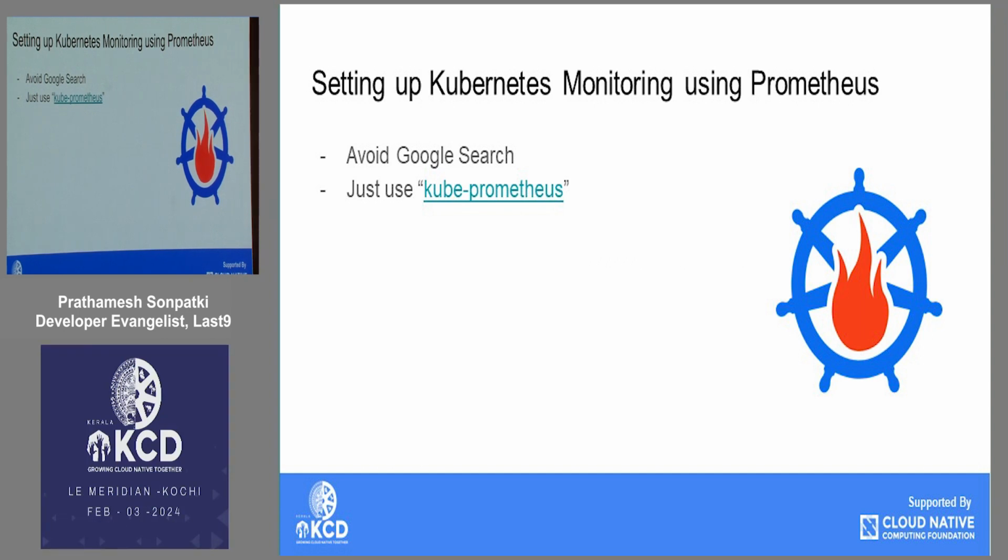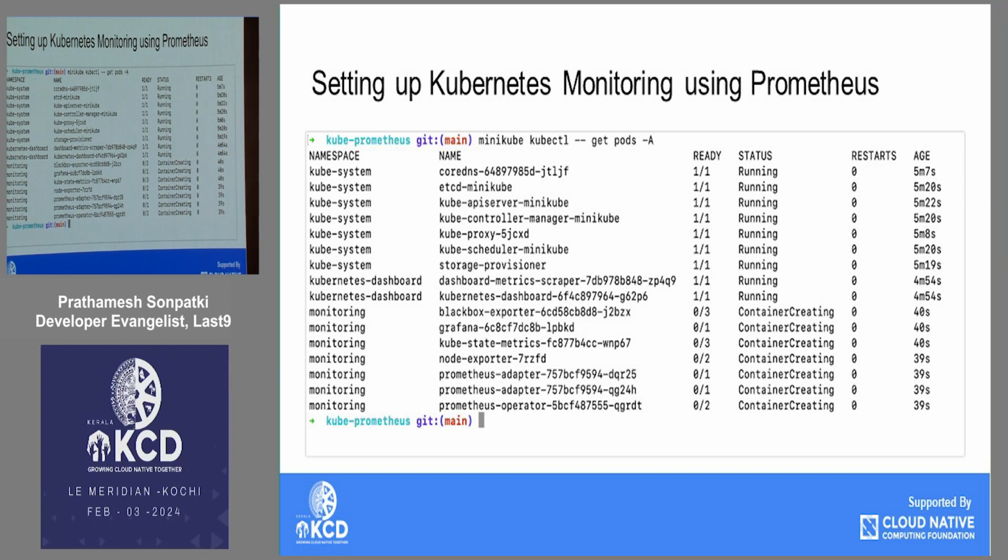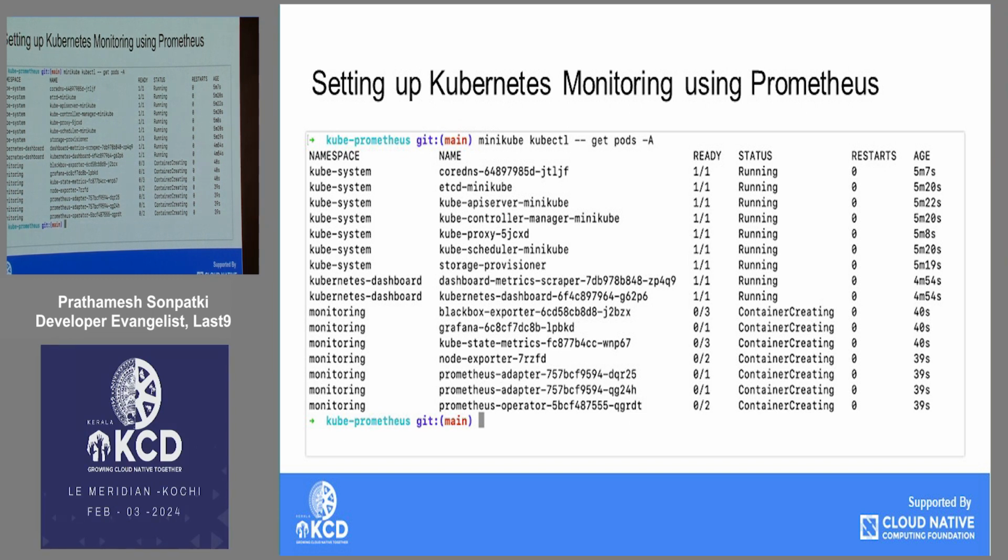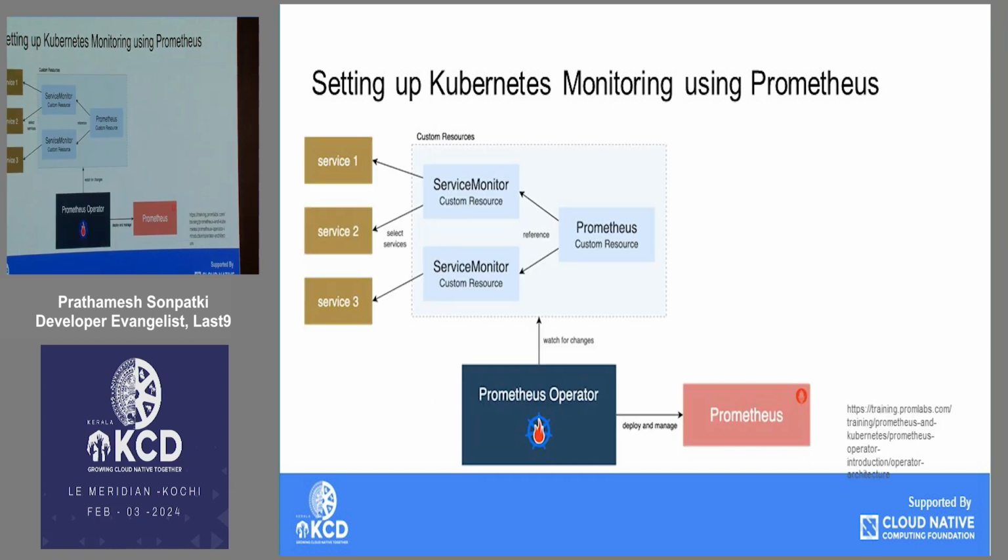If you Google how to monitor Kubernetes workloads, you will find a lot of results. Ignore all of them, just use the Prometheus stack. That is the best way to get started with setting up Prometheus for your Kubernetes clusters. What it does is, it creates all these resources. So you get Prometheus, you get Alert Manager, you get Node Exporter, you get Grafana, Blackbox Exporter, everything. And this takes care of doing HA setup as well for your Prometheus and Alert Manager. So out of the box, you get all of these components installed.